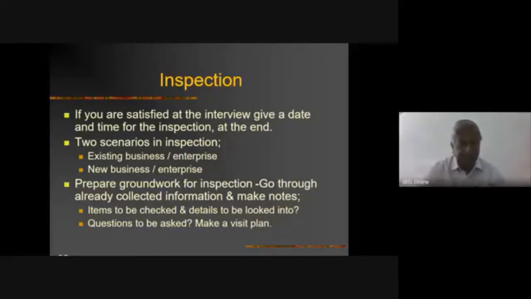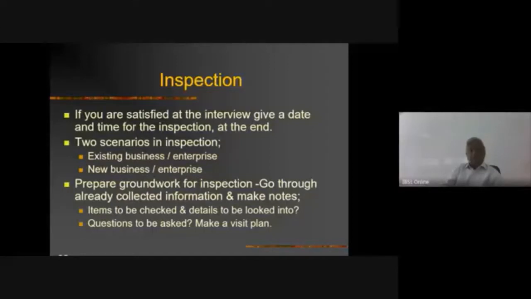There can be two scenarios in inspection. One is an existing business or enterprise. The other is a new business, a new project or new enterprise. These two scenarios are possible.